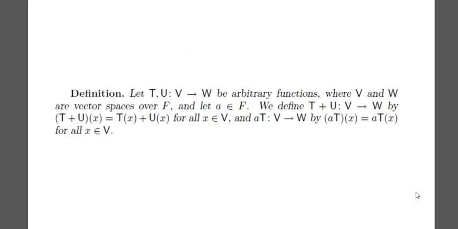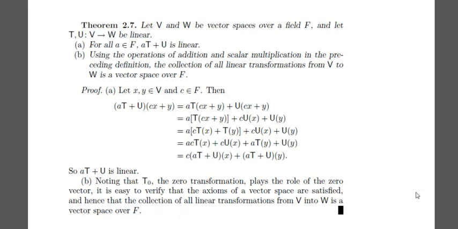Now suppose T and U are arbitrary functions from V to W, where V and W are vector spaces over F. Then we can define T plus U mapping from V to W as (T plus U) of x is T of x plus U of x, and aT from V to W as (aT) of x is a times T of x, for every x in V. Now we can see that this mapping is linear. So see this theorem that for all a belonging to F, aT plus U is a linear map.